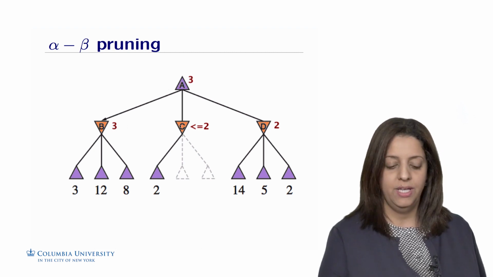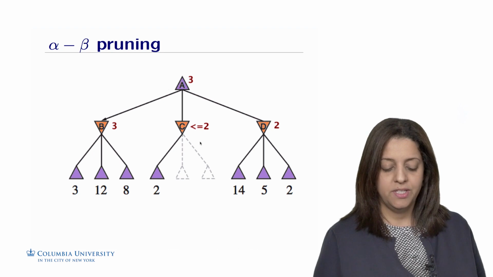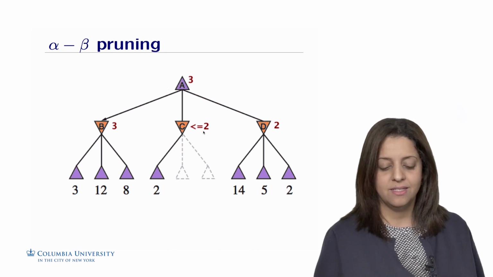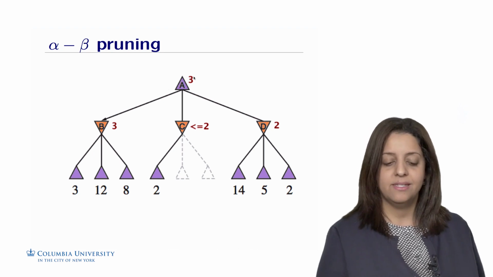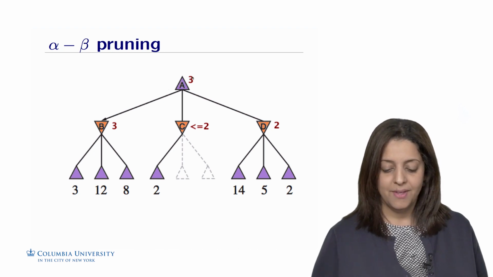This one is for sure 3. This one is less or equal than 2 because we didn't bother to explore this 2. We know that it is not going to be helping us in getting the maximum value for max. And this one is 2.